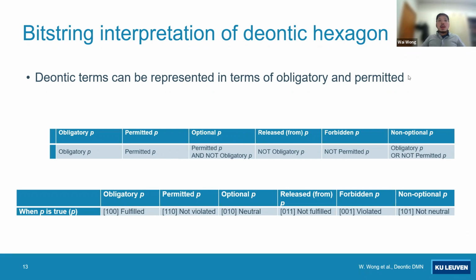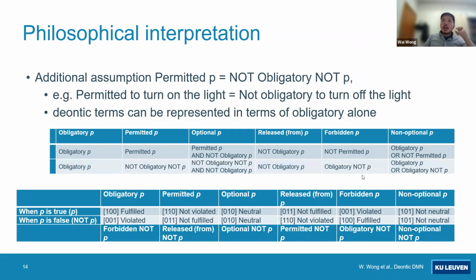But one extra thing in the philosophical interpretation is that they find representing things just in terms of permission and obligation is not enough. They want it to be very simple. They just want to represent everything in terms of obligation. So there's an additional assumption they make: that permission to do something is defined as not being obligated to do not P.